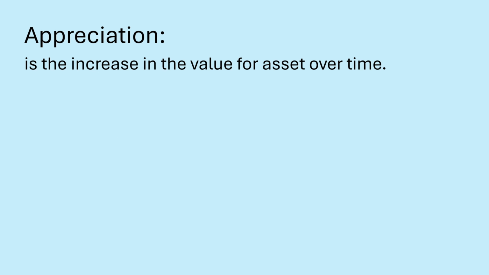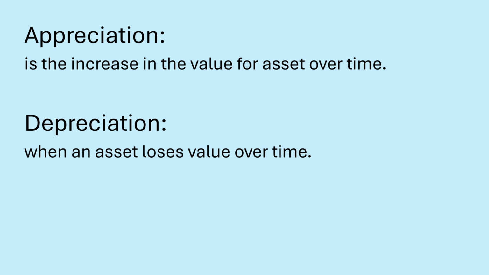Appreciation. Appreciation is the increase in the value of an asset over time. Example, land value. If it increases with time, it is appreciation. Gold. If the price increases with time, then it is appreciation. Depreciation. When an asset loses value over time. Example, car. Its value decreases with time. Cell phone. Its value decreases with time.